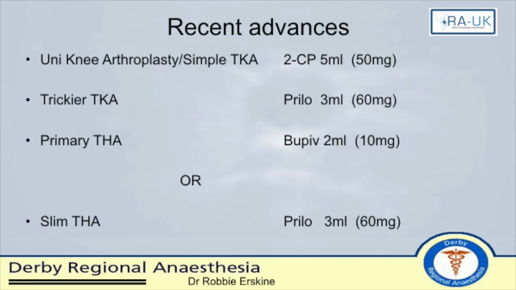So going forward, uni knee arthroplasty or simple knee arthroplasty, I would often use 2 chloroprocaine. A trickier knee arthroplasty, perhaps Prilocaine. A primary total hip, I would still tend to use bupivacaine at the moment. But if you've got a very slim patient, a particularly fast surgeon, I think Prilocaine is extremely effective. And I've used this quite a lot.